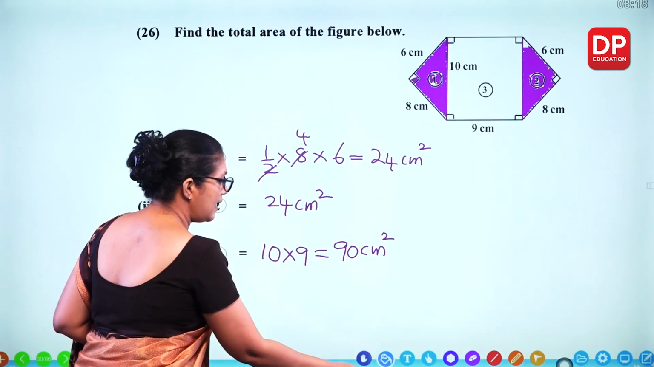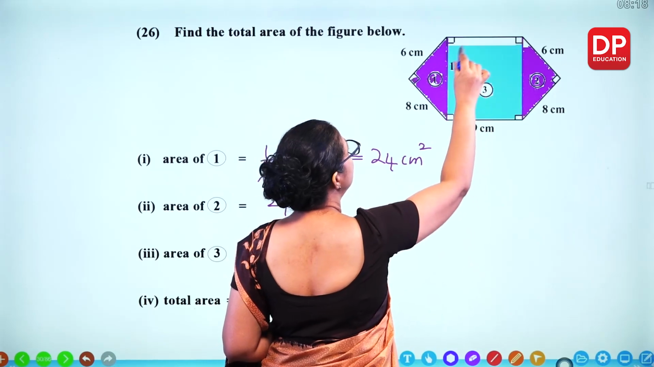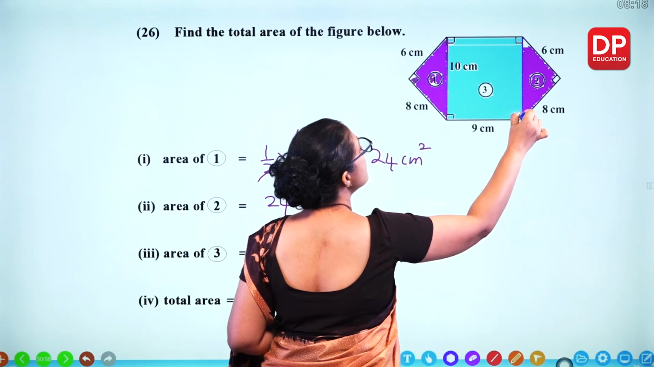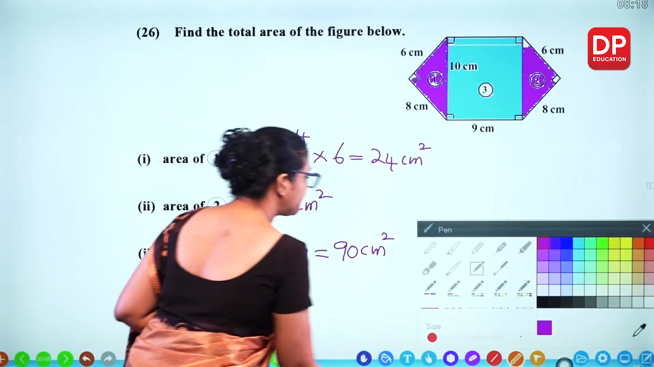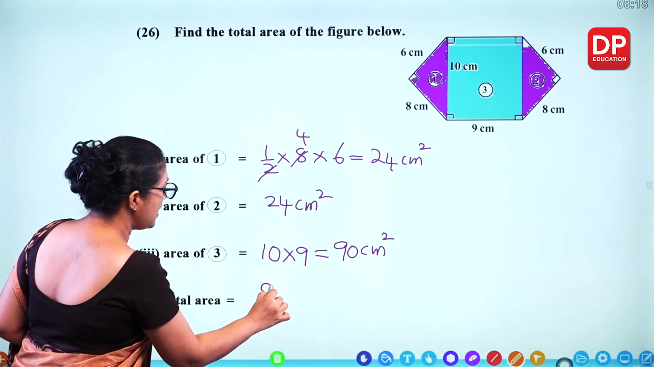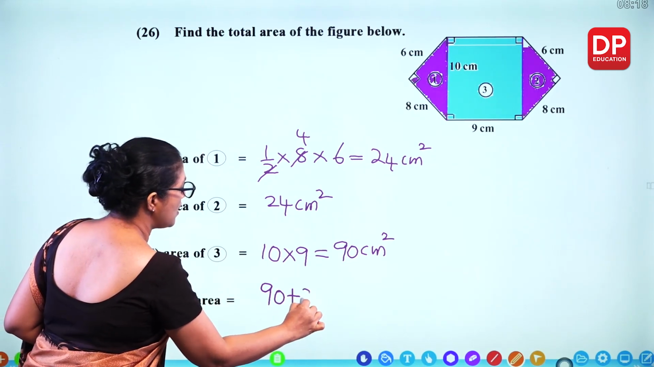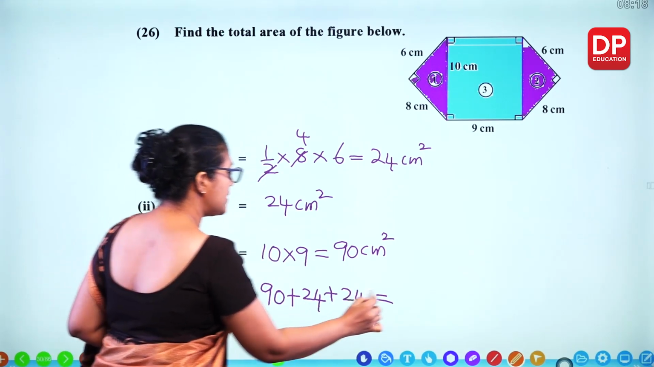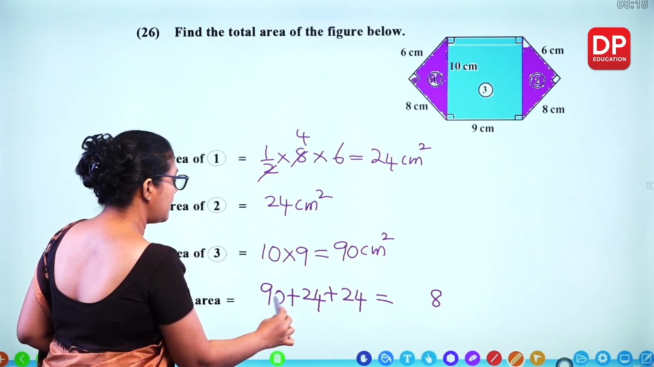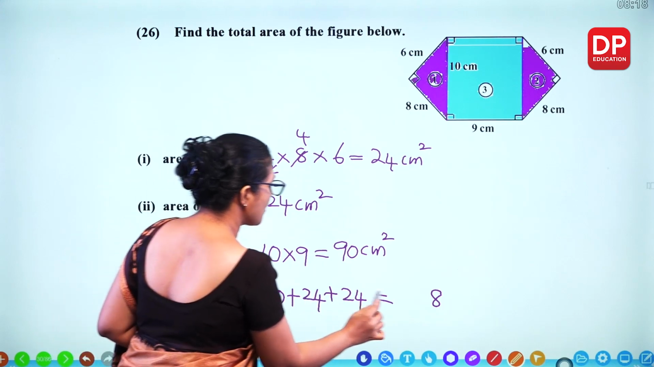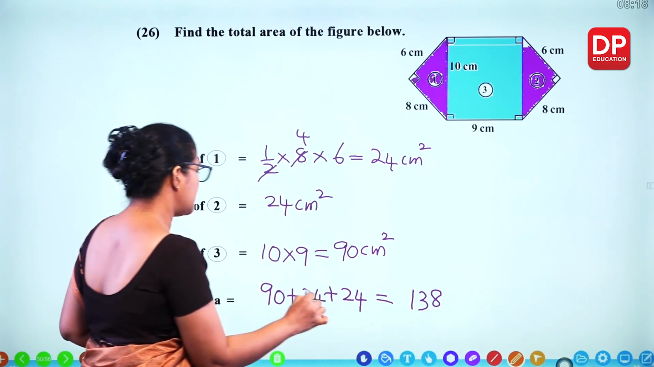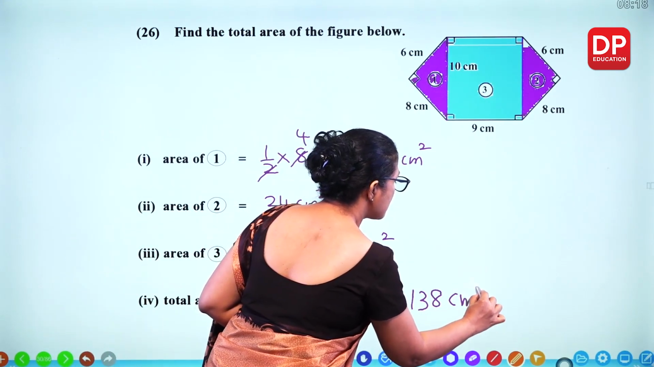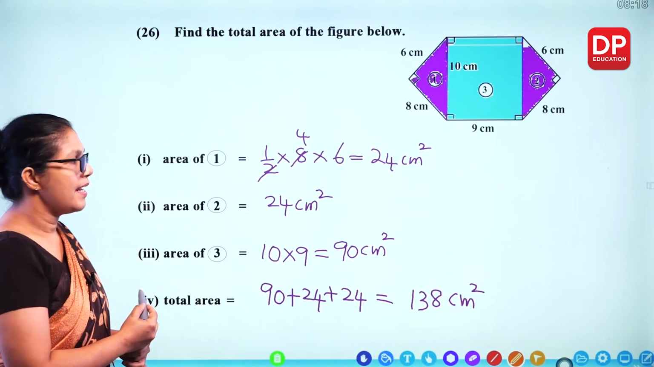So what's the total area now? This area and this area, addition. So what's the total? 90 plus 24 plus 24. 8, and here 9 plus 2, 11. 11 plus 2, 13. 138 square centimeters is the total area.